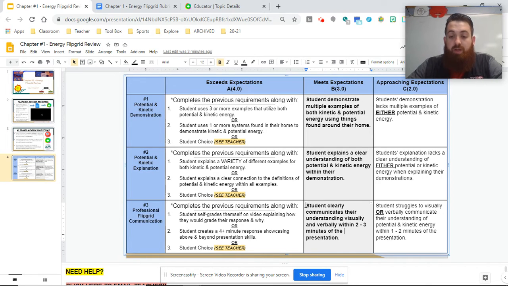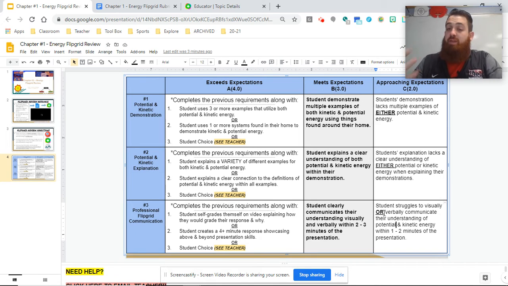So, student clearly communicates their understanding visually and verbally within 2 to 3 minutes of the presentation, okay? It should take you about 2 to 3 minutes to clearly demonstrate, okay, not only kinetic energy, but potential energy, and have multiple examples of those and doing it clearly, okay, with your video on and your mic on when we use Flipgrid. If those things start to lack, obviously will be in this section here, okay?